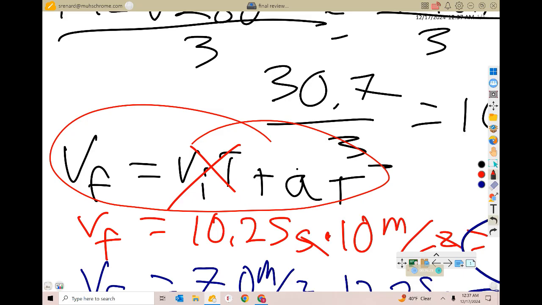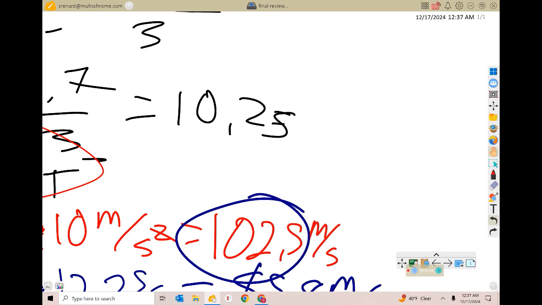So the first thing we want to do is figure out how fast car number 1 is going. We're going to take its acceleration, 10 meters per second squared. We're going to multiply that by the time it was driving, 10.25 seconds. And that is going to give us 102.5 meters per second. Very, very fast indeed.